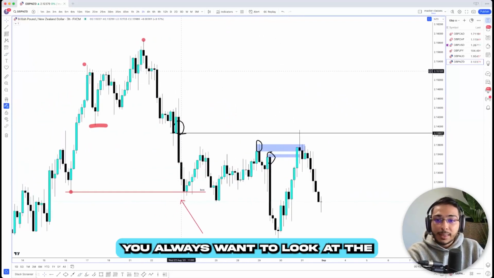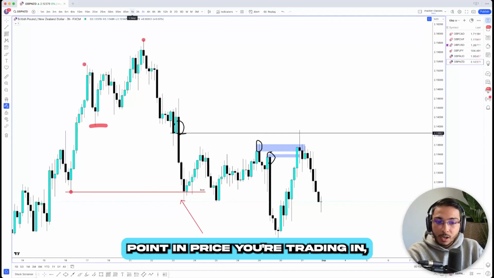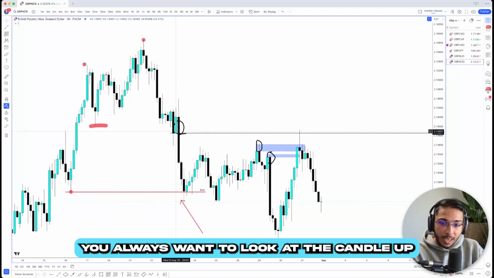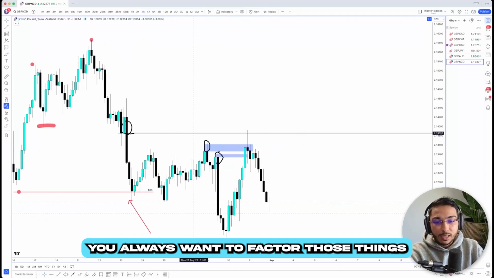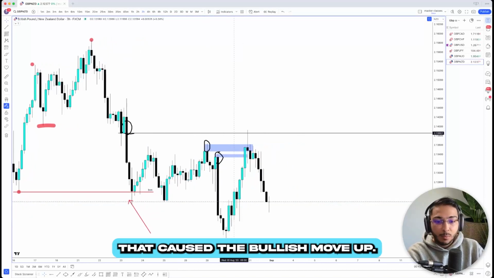You always want to look at the highest candle at whatever point in price you're trading in. You always want to see the highest candle, the last candle up before the big move down starts. You always want to look at the candle up that caused the break to the downside. You always want to factor those things in. And the same thing in reverse: you always want to look at the last candle down that caused the bullish move up.